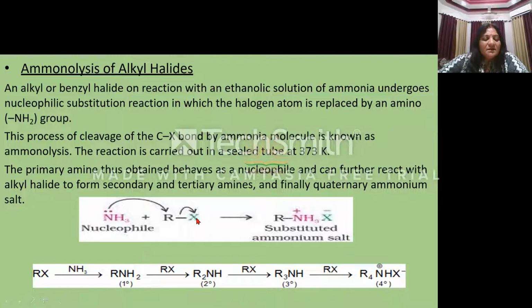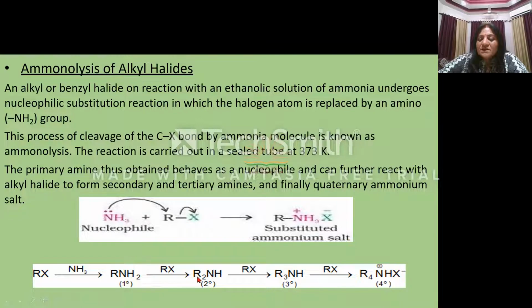Now when we undergo the reaction of the alkyl halide with ammonia, one hydrogen atom is replaced by R, and it forms a 1 degree amine, primary amine, plus HX. Now the primary amine again reacts with a second molecule of the alkyl halide, then it forms dialkyl amine, 2 degree amine, secondary amine, formula R2NH.